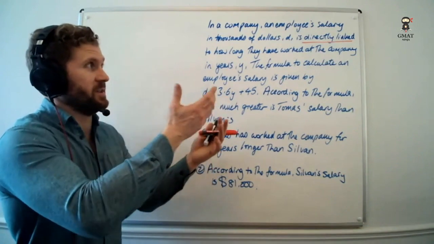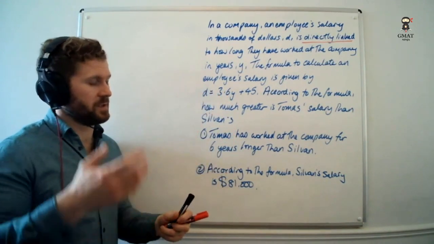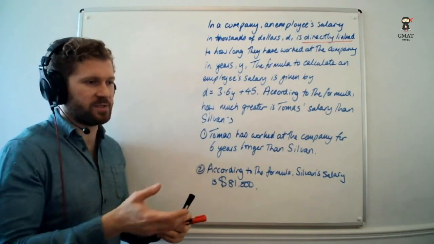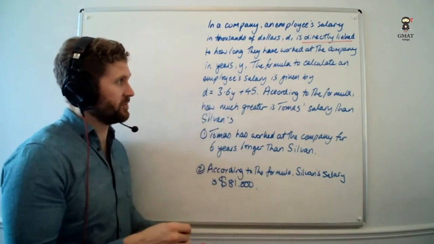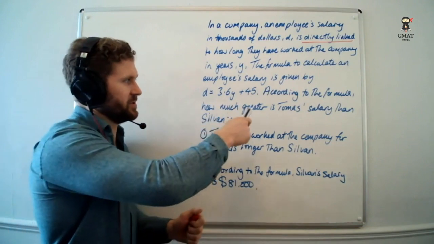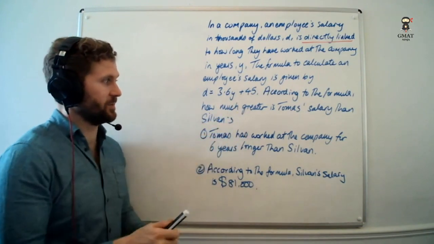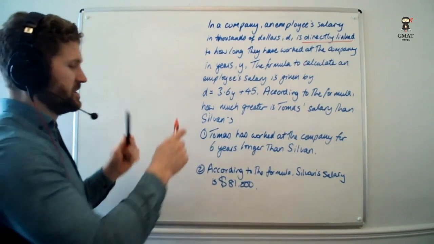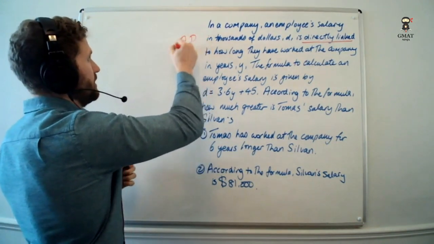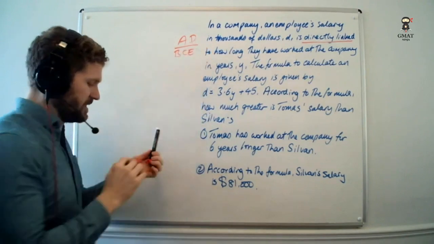So what we're told is that the number of years you worked is directly linked to your salary. And we're given this formula for somebody's salary. And what we're asked for is, according to the formula, how much greater is Thomas's salary than Sylvan's? And so, given that it's a data sufficiency question, I will set up my AD over BCE over here.